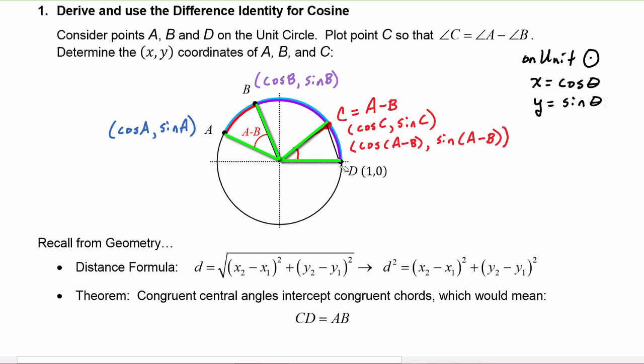So we have this chord is going to have to equal this chord, and we can mark those two as equaling each other. So we're saying that CD, which is here, has to equal AB, which is here. And now we're going to do some algebra on this and end up with the difference identity for cosine.